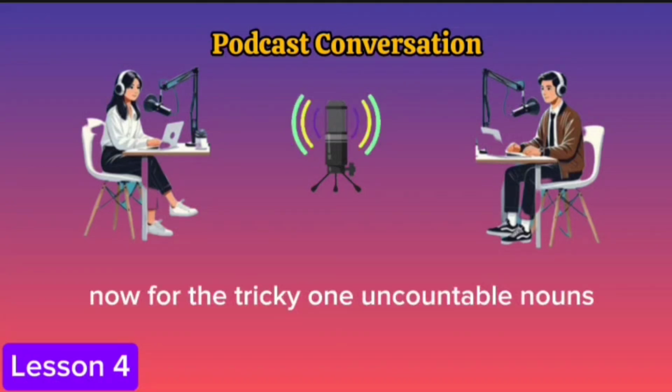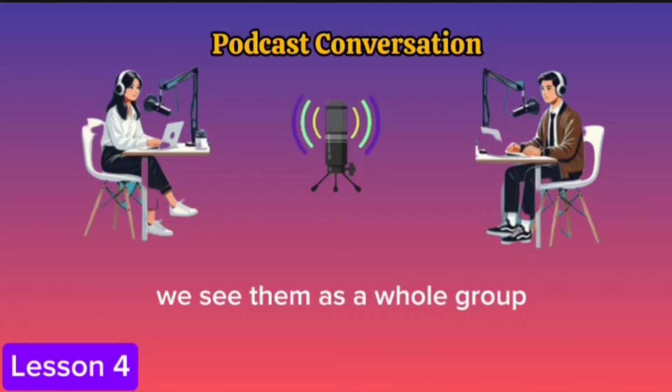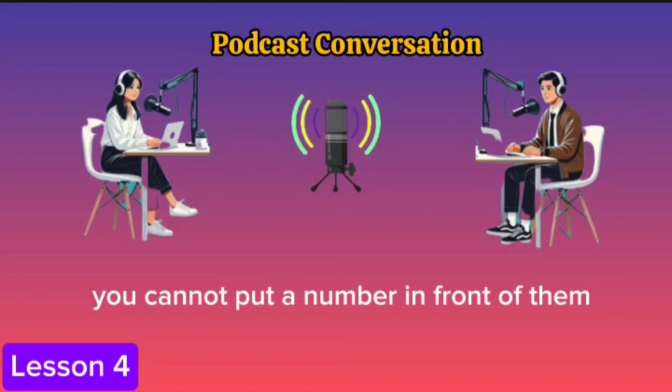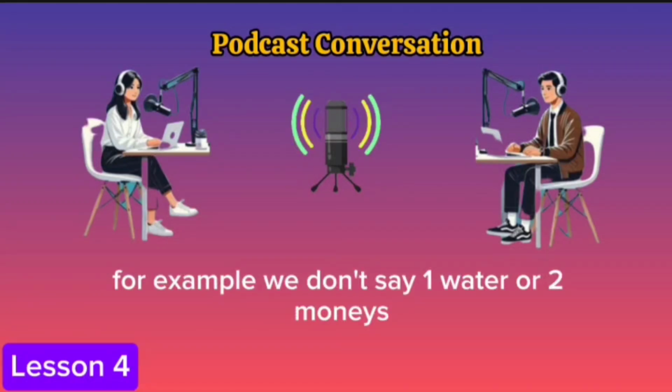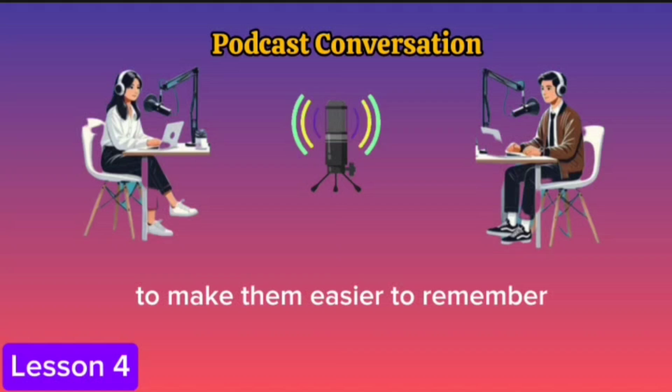Simple. Now for the tricky one, uncountable nouns. These are things we don't count individually. We see them as a whole group, a mass, or a concept. You cannot put a number in front of them. For example, we don't say 1 water or 2 monies. It sounds strange. Let's break them into categories to make them easier to remember.